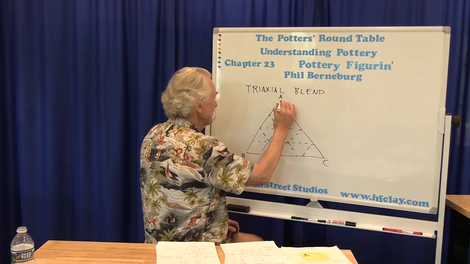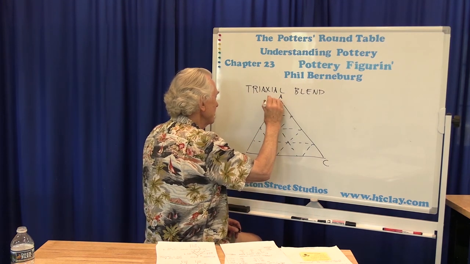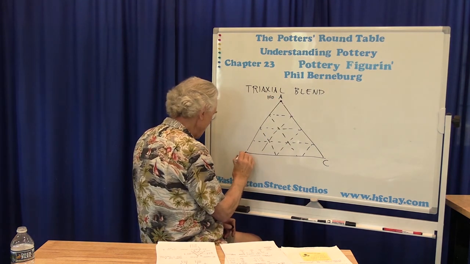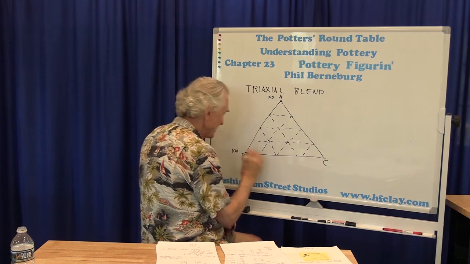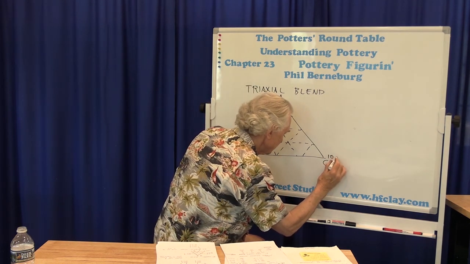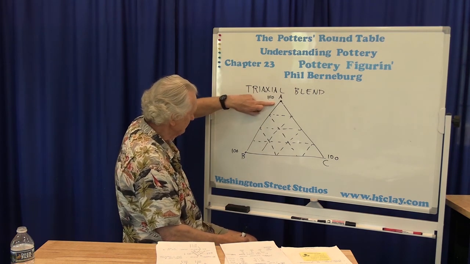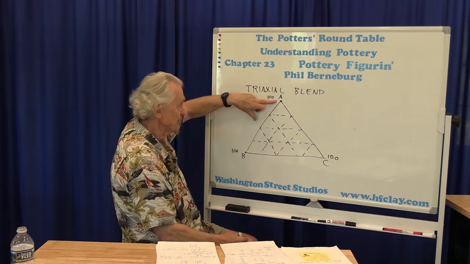So what this represents at this corner is 100% of A. So this point right here means I've got 100% of A. This corner down here is 100% of B. And this corner over here is 100% of C. So along each one of the outside lines here, I've only got 2 ingredients. For instance, I've got A and B.